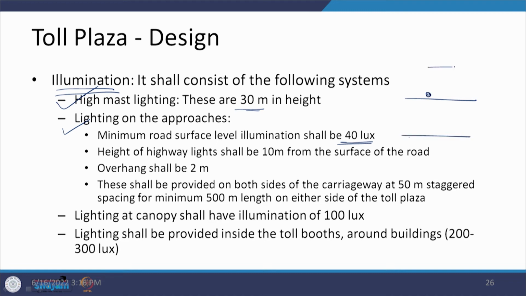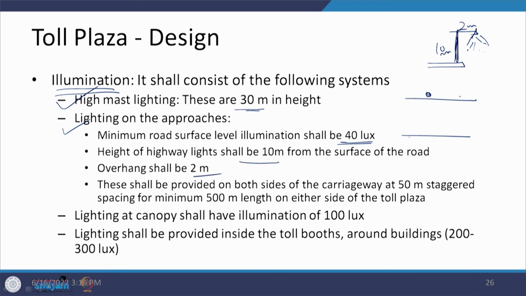So, at this location if I make it, then this is the pole which is 10 meters long, and then there is a light being provided. So, here the light is coming. So, this is 2 meters of overhang. So, this is how it is being designed.